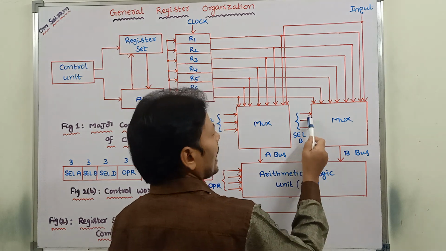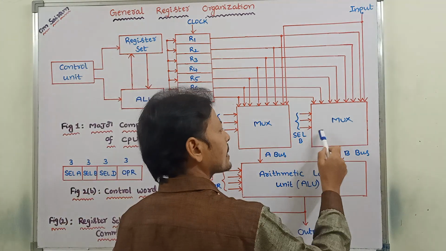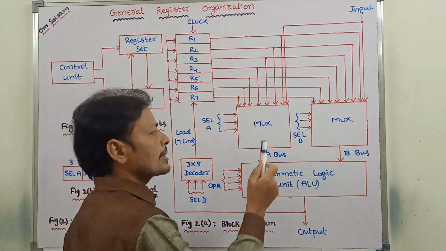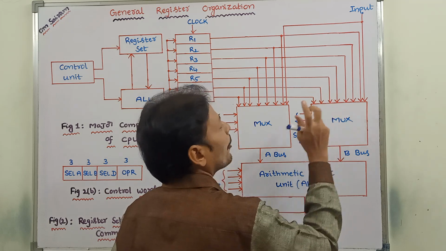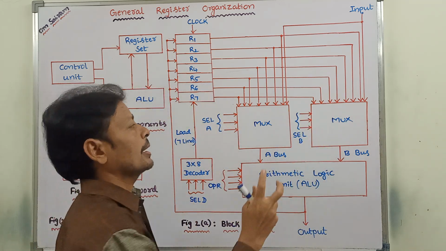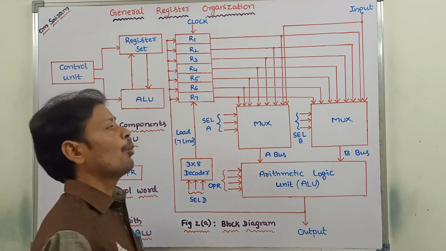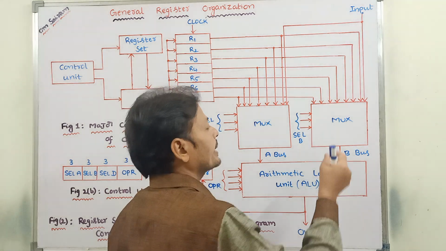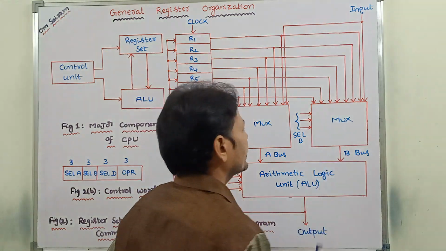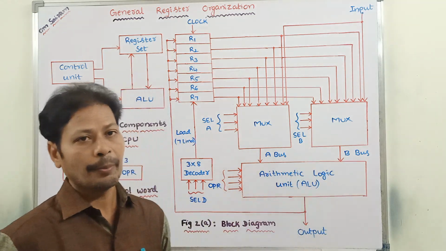Next one, these are the selection input lines for multiplexer B. These selection inputs are used for selecting only one register among the 8 processor registers. Whatever register is selected, its content is passed to the arithmetic and logic unit through bus B.